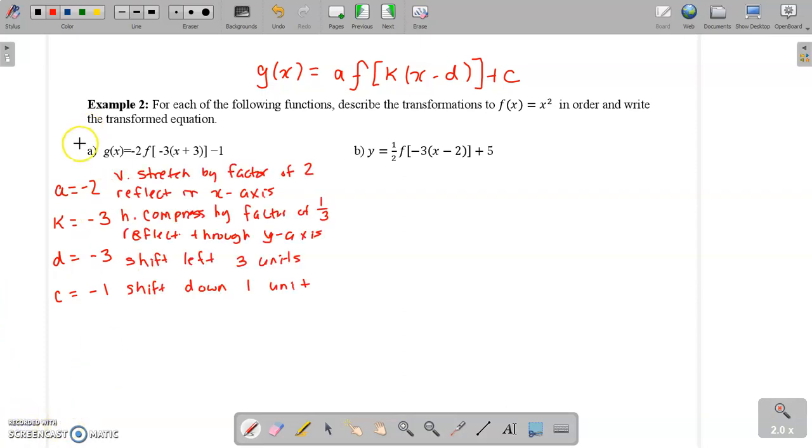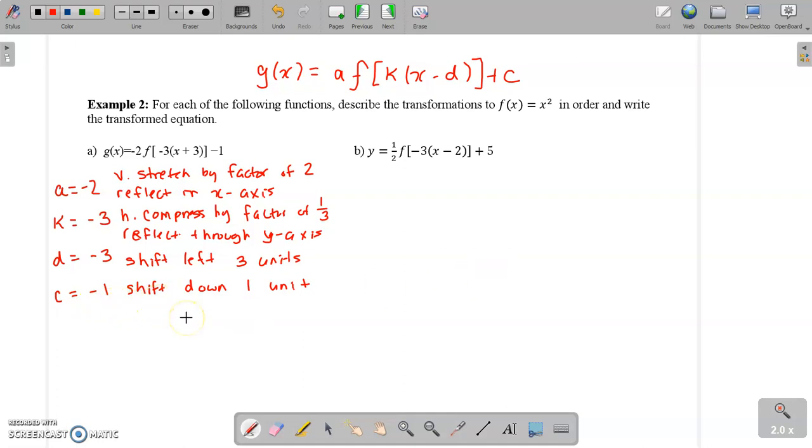Alright, so hopefully you took the time to write those out, and now you can compare them to yours. So here we have a vertical stretch by a factor of 2, and we reflect in the x-axis because it's negative. Here we compress by a factor of 1 over 3, and we reflect through the y-axis. Next we shift left 3 units, and finally when c is negative 1, we shift down 1 unit.